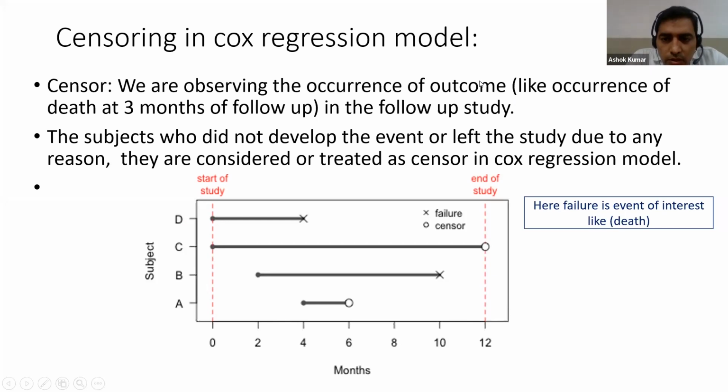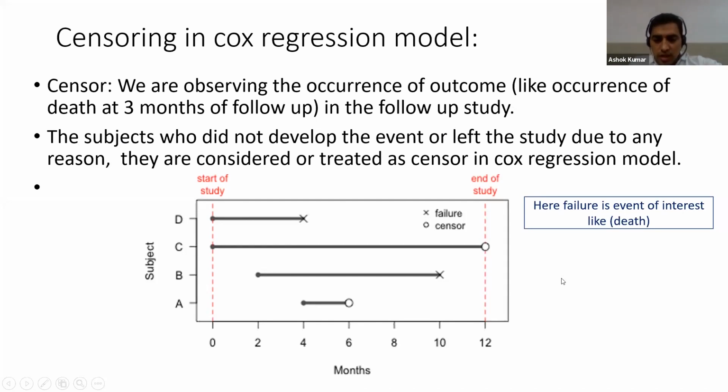We are observing the occurrence of an outcome, like occurrence of death at 3 month follow-up, or occurrence of any complication at 3 months of follow-up, in our follow-up study. So what is a censor? The subjects who did not develop the event, for example did not develop a complication, or are alive, or left the study, or dropped out of the study, or were lost to follow-up. Even if they did not develop the event and dropped the study for any reason, they are treated as a censor in the Cox regression model.